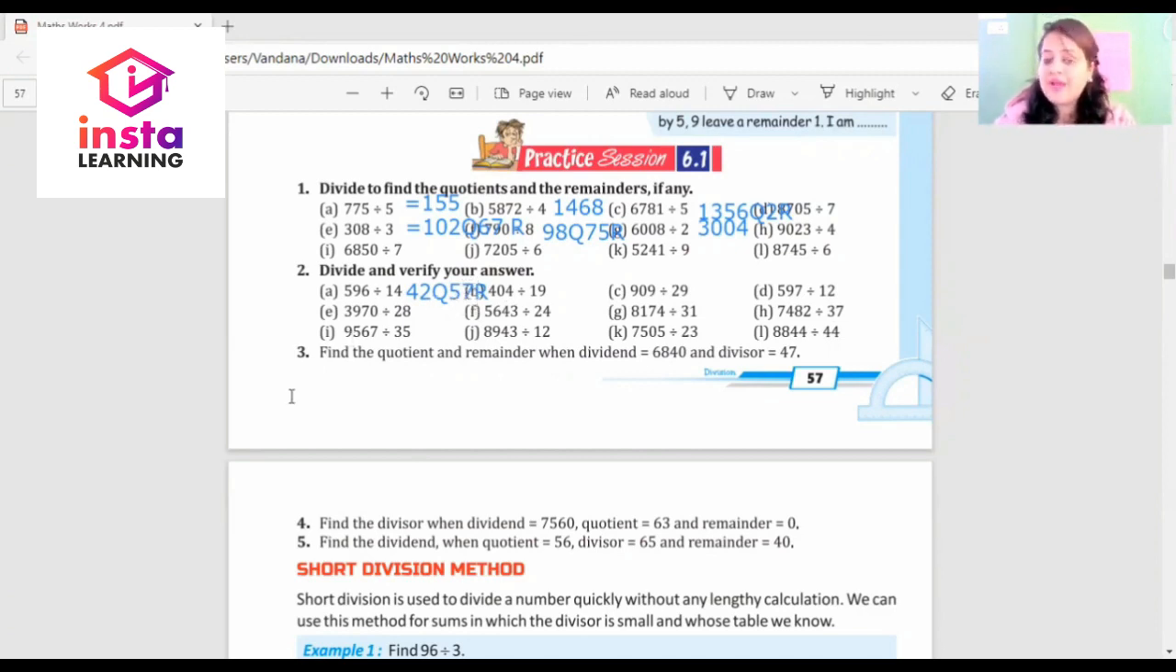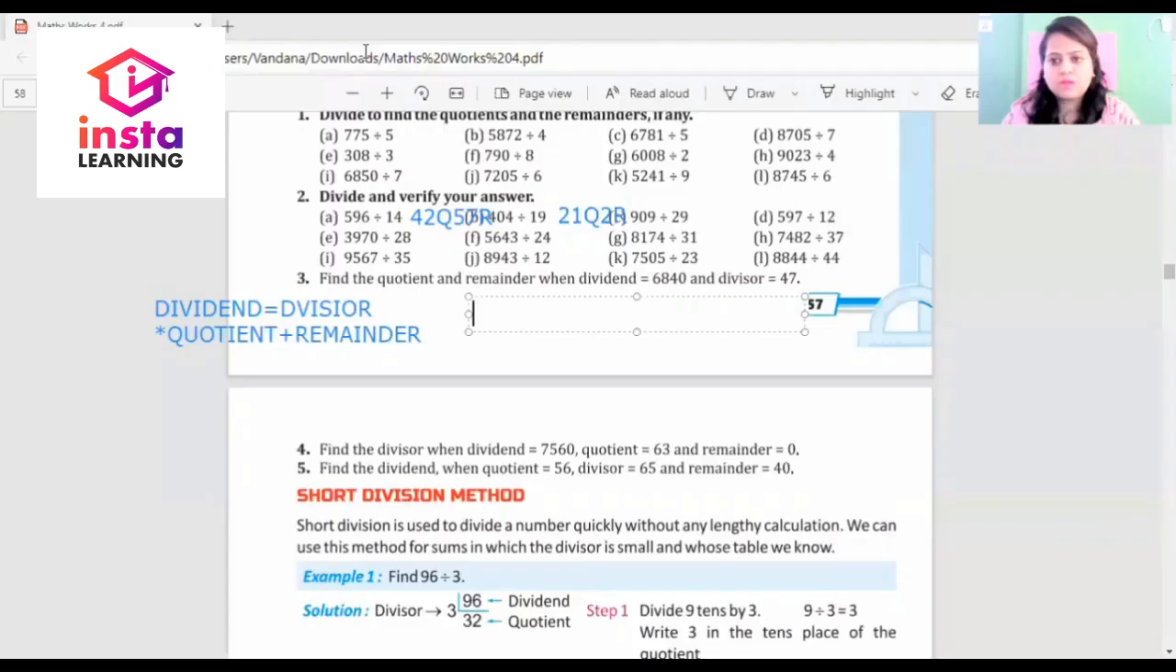So for finding dividend, it is a rule. What is the rule? Just tell me, students. As I told you in the first page of this lesson, you should know the rule. You should know the formula of finding dividend. Now, students, this is your divide and verify your answer.